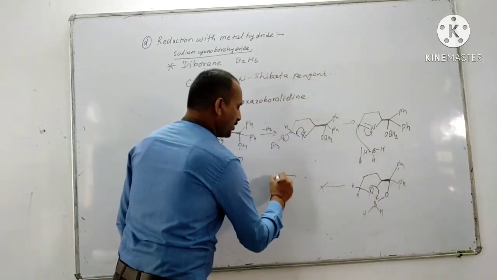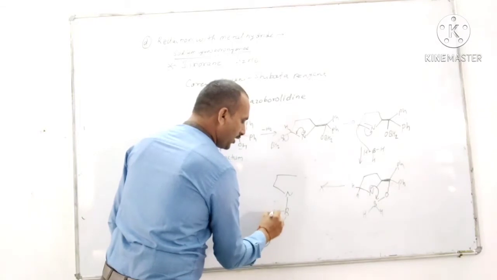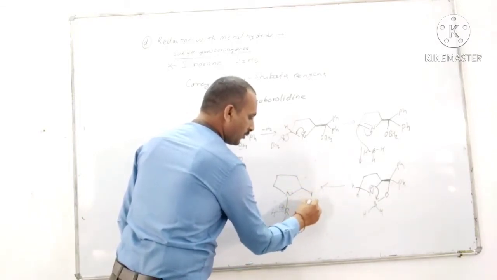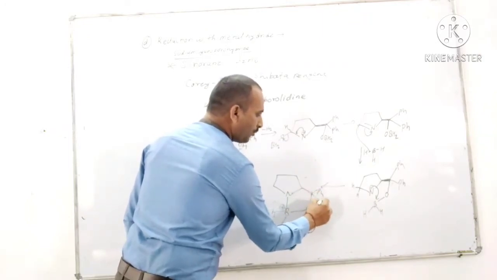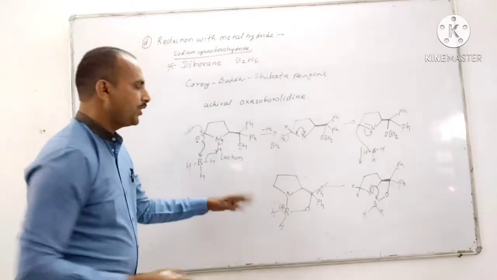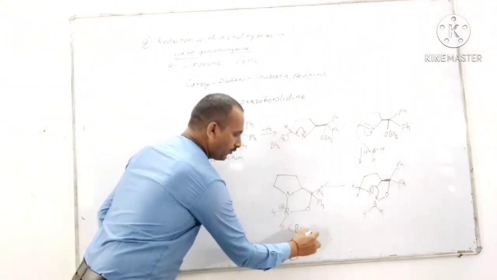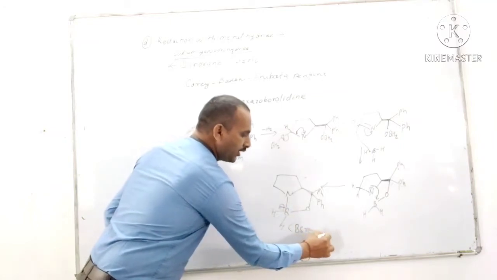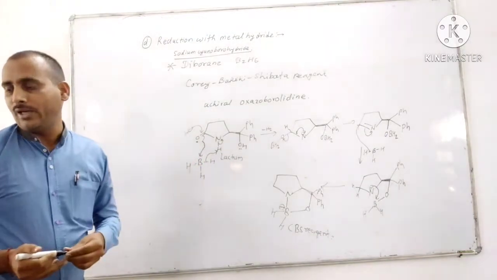So there is formation of NBH2 minus, Ph. This type of CBS reagent. There is a minus charge on boron. CBS reagent is formed from the lactam and borane.